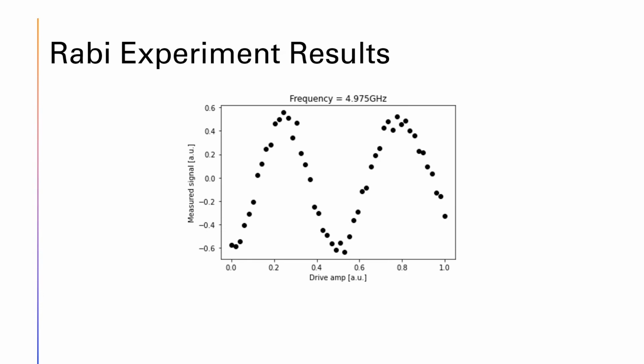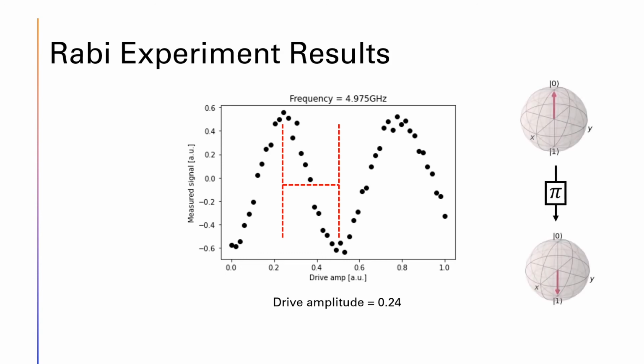And we can define a 180-degree rotation about the Bloch sphere as the period divided by 2, which is 0.24. So we can conclude and define a pi pulse at an amplitude of 0.24 and frequency of 4.975 GHz. This method for finding the fundamental frequency of a qubit is accessible and accurate and paves the way for remote experimental calibrations.